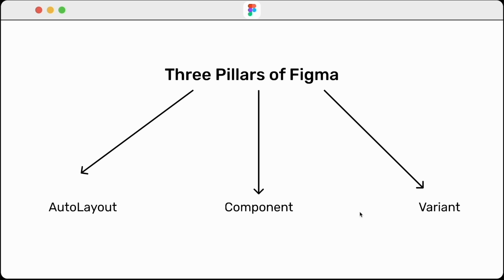Those three most important features of Figma are auto layout, component and variant. We are going to learn all these features from absolute scratch, and we are going to see how they work under the hood and what problem they are actually solving. We will learn them through different examples because features like auto layout have multiple use cases. So let's quickly move into Figma and explore auto layout.